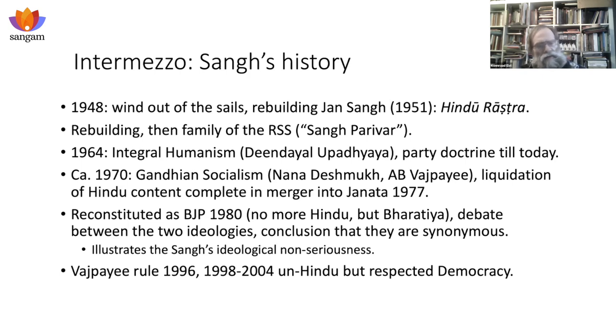And they liquidated all the Hindu content of the party. You see, it was a Hindu nationalist party at the time of Shyam Prasad Mukherjee, the founder of the party. But, you know, he died in 1953. And ever since, it's been downhill.